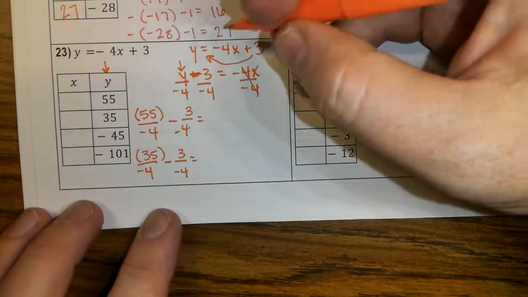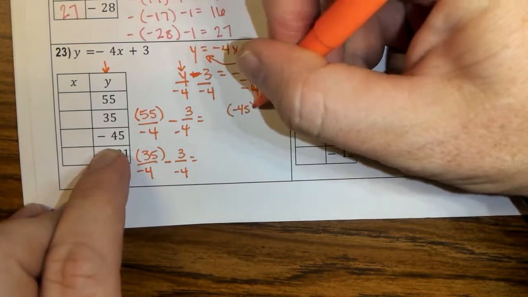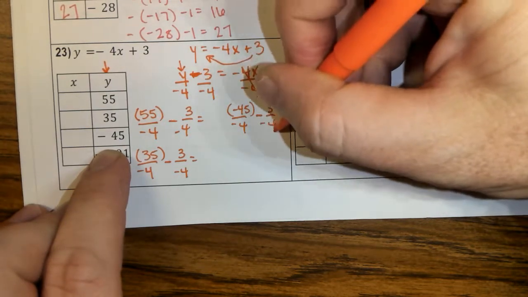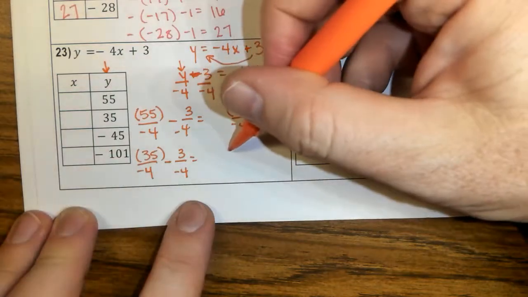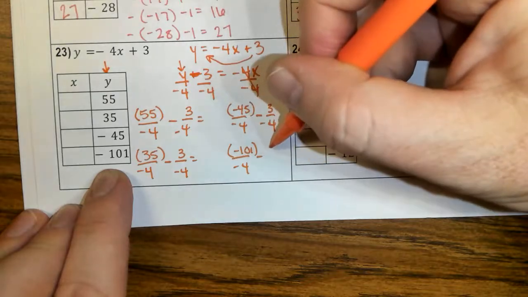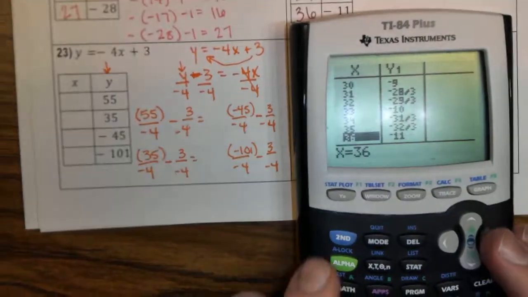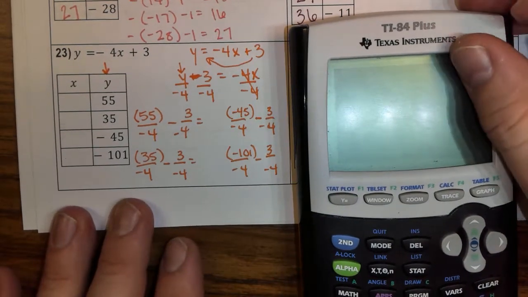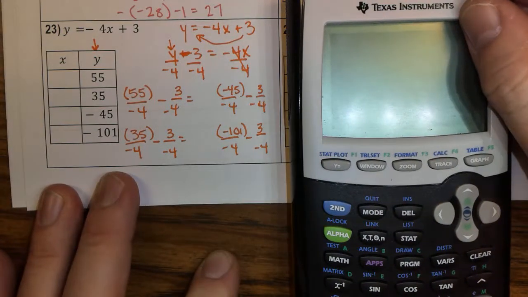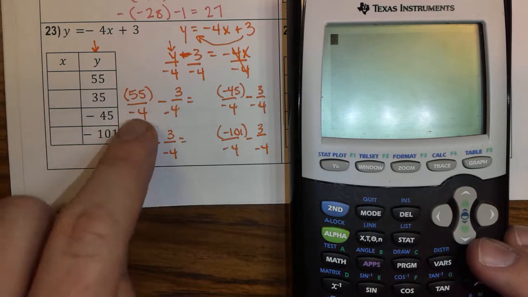Maybe I might run out of room, I don't know. Parentheses, now I have negative 45 over negative 4 minus 3 over negative 4. I might write that one down there. And my last one, negative 101 over negative 4 minus 3 over negative 4. Okay, this one you may just want to do the table on, but that's okay. I'm going to work it out just to keep my skills up, right? Oh, I don't want to use that. I'm just going to type these in.